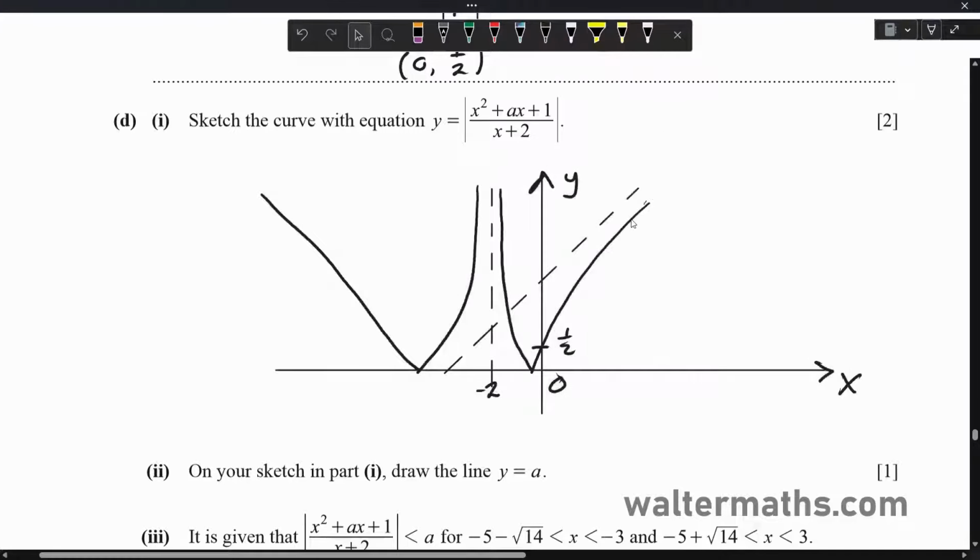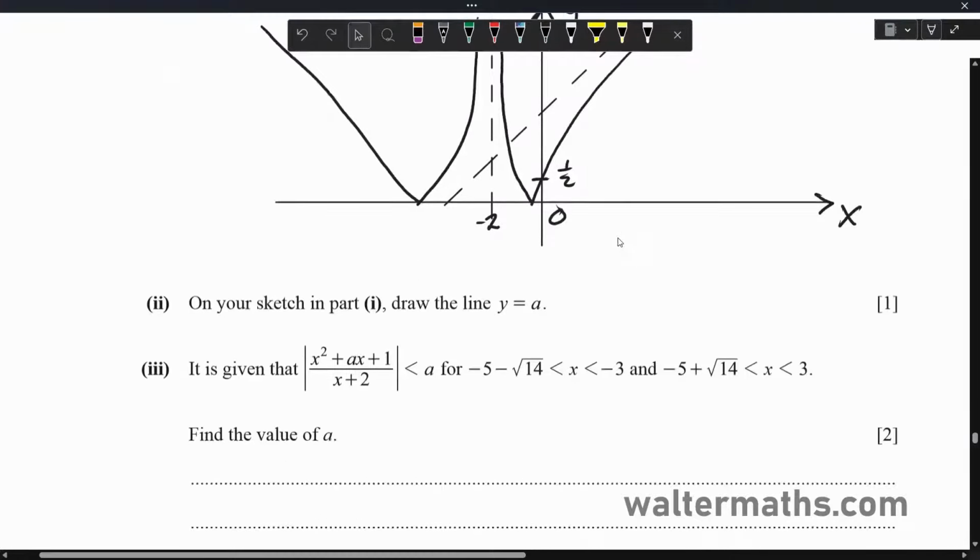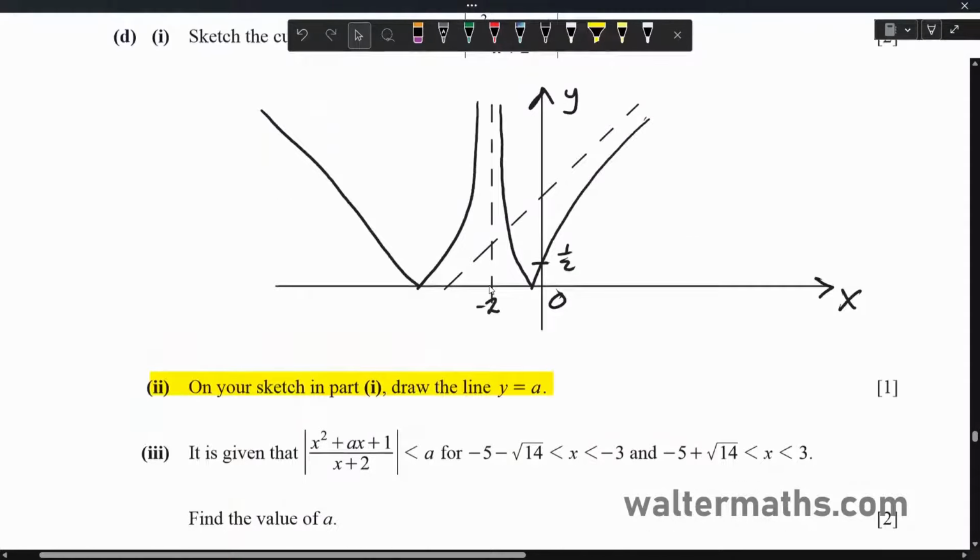Okay, let's move on to the next, part 2 here. They say on your sketch in part 1, draw the line y is equal to a, where a is greater than 2.5. So it can be a line like this, a horizontal line. So this here is the line y is equal to a. That's the line y is equal to a that I've just drawn on the graph.